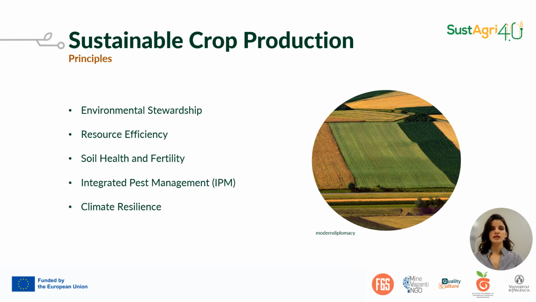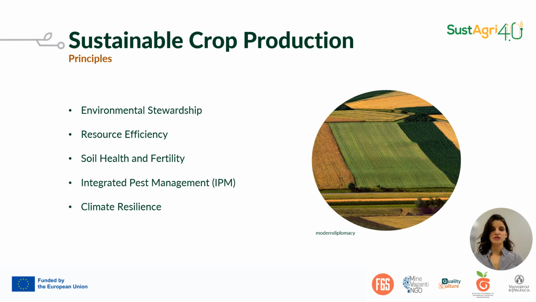The principles of sustainable crop production focus on environmentally conscious and responsible farming practices. Here are the key principles. Environmental stewardship. In this way, we minimize soil erosion, protect biodiversity, and prevent water pollution. Resource efficiency, where we optimize water and energy use and enhance nutrient management. Soil health and fertility. We can implement soil conservation practices, use organic methods, and promote beneficial soil microorganisms.